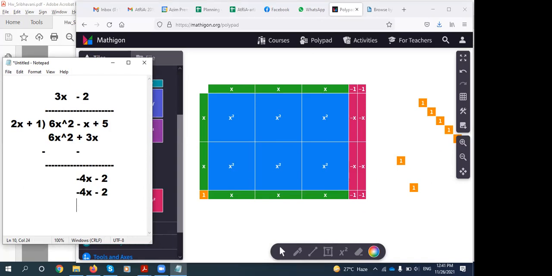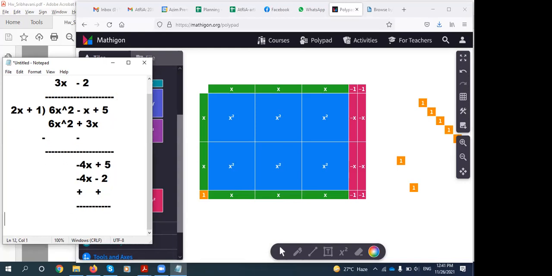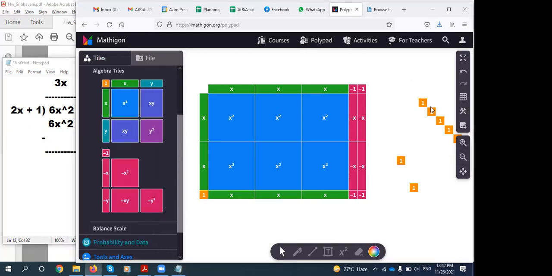And then again, a sign change. Oh, sorry, here it will be 5, plus 5. Sorry, this should be plus 5, negative 2, sign change. And then the 4x and negative 4x and plus 4x was cancelled in the standard algorithm, and we are left with 7, right? Plus 5 plus 2, 7. Notice that that's exactly what we have left here.